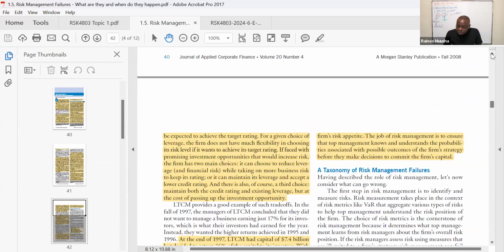So the job of risk management is to ensure that top management knows and understands the probabilities associated with the possible outcomes of the firm's strategy before they make the decision to commit the firm's capital. Very, very important statement there. I've seen this statement being asked as a true or false question, or they can ask you to complete this particular statement as well. Please take note of this statement. Very, very important statement.